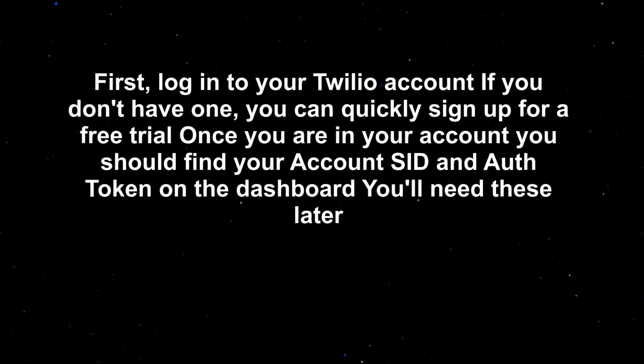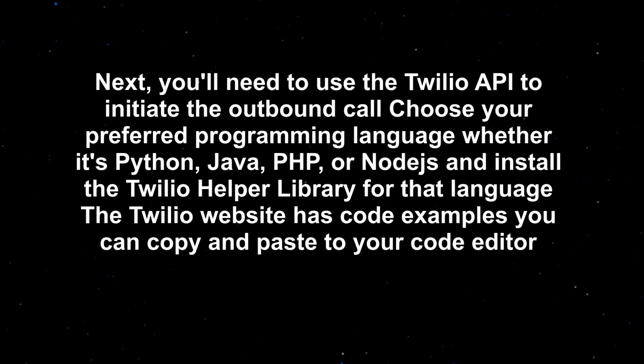First, log into your Twilio account. If you don't have one, you can quickly sign up for a free trial. Once you are in your account, you should find your account SID and auth token on the dashboard. You'll need these later. Next, you'll need to use the Twilio API to initiate the outbound call.